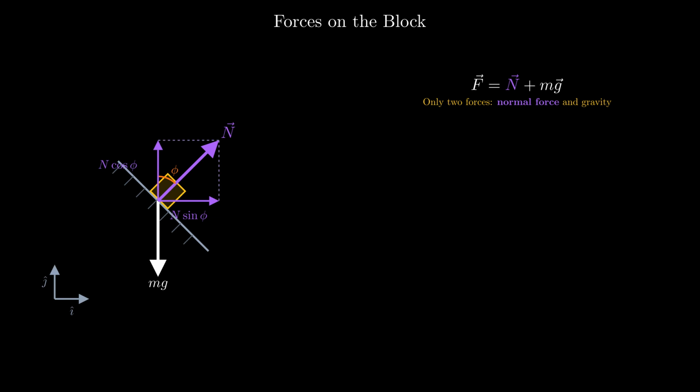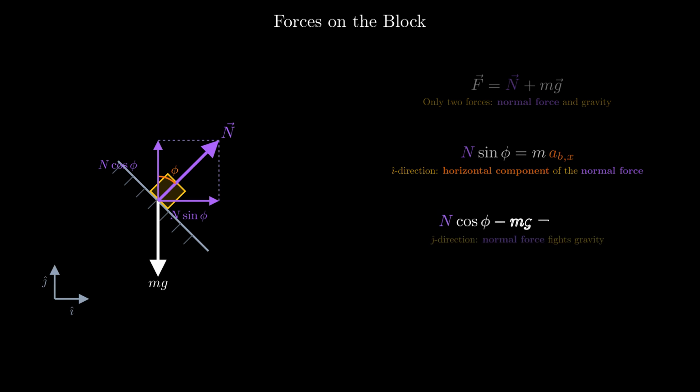Apply Newton's second law component by component. Horizontally, the only push is the normal force's sideways piece, so capital N times sine of phi equals m times a sub bx. Vertically, the normal force's upward piece fights gravity. Capital N times cosine of phi minus mg equals m times a sub by. Two equations and one normal force to eliminate.